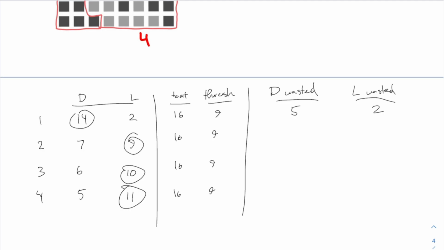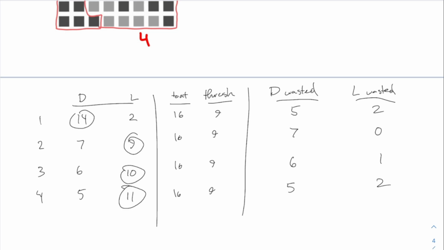The next line is a 7 and a 9. Actually, this is the same as the previous example. It's going to be 7 and 0. The District 3, 6 and 10, that's going to be 6 for the loser, are all wasted, and then 10 for the winner. That's one more than the threshold, so that's a 6 and a 1. And then the last row is 5 and 11. The loser is 5, so that's 5 wasted, and the 11 is 2 more than the threshold. That's a 2.